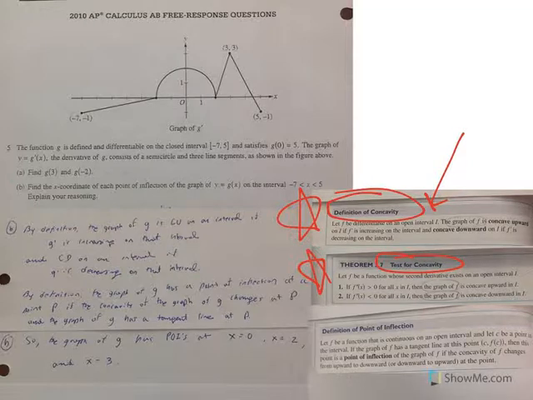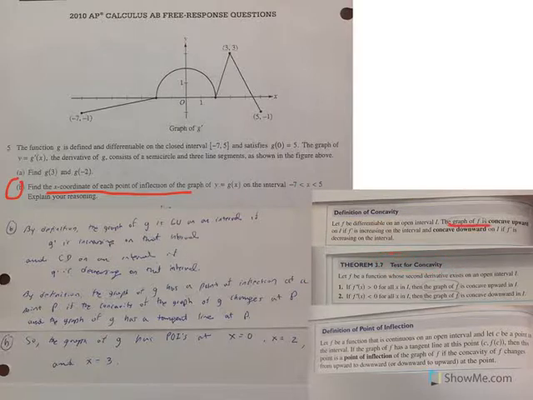So look at the problem here. It says find the x-coordinate of each point of inflection. We know a point of inflection occurs where the concavity of the graph changes, as long as there is a tangent line to the graph at that point. And that will happen if the derivative exists. So where do we have changes in concavity? Well, look at the definition for concavity.